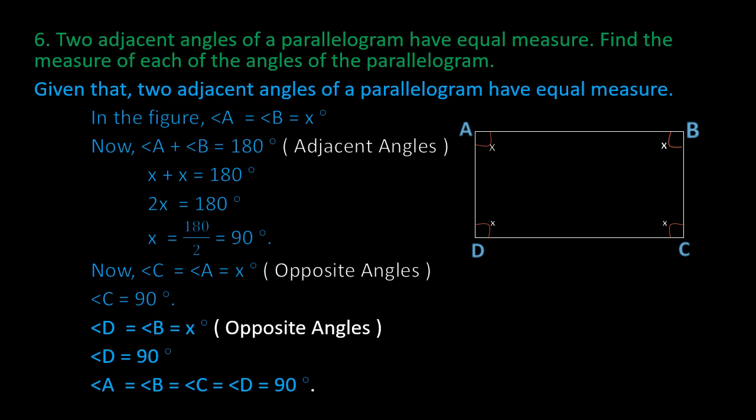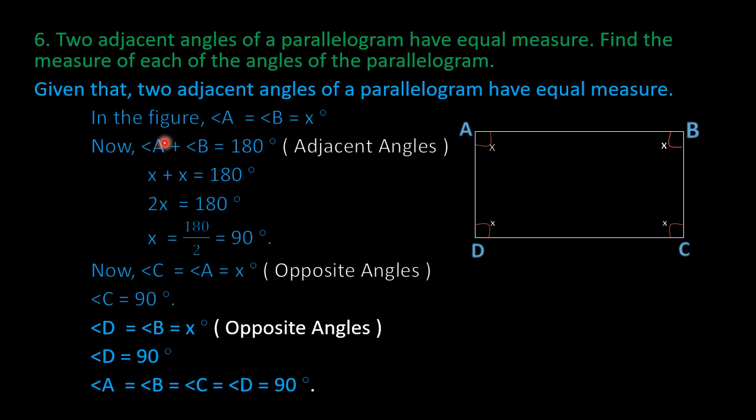Question number 6. Two adjacent angles of a parallelogram have equal measure. Find the measure of each of the angles of the parallelogram. And here we have a rough figure of a parallelogram. And we have taken the vertices as A, B, C, D for the parallelogram. And in the question, it is given two adjacent angles are of the same measurement. So you think of angle A and angle B as the adjacent angles having the same measurement. So we have taken it as x.